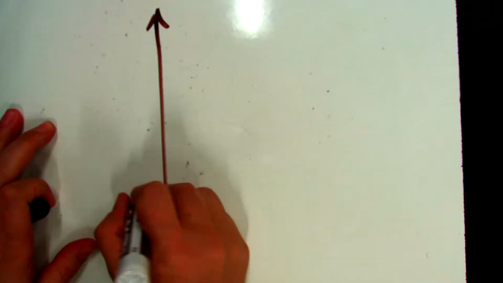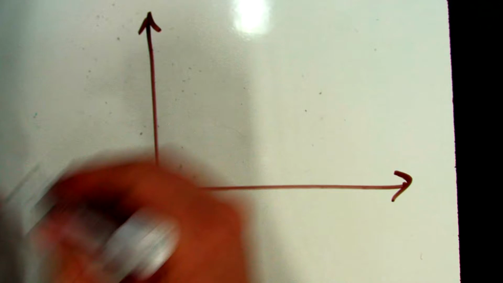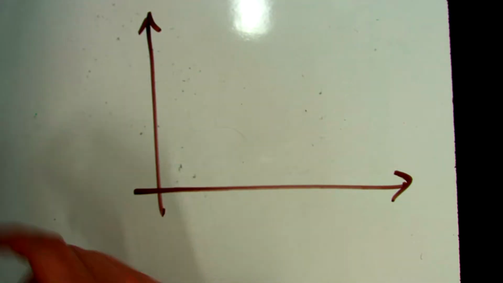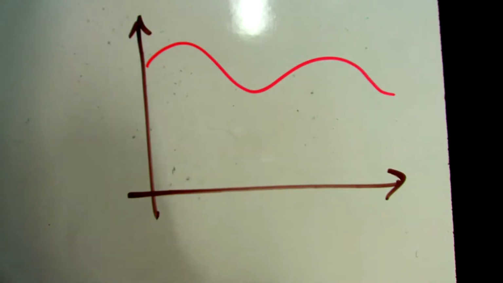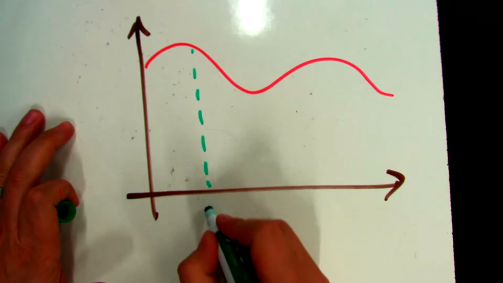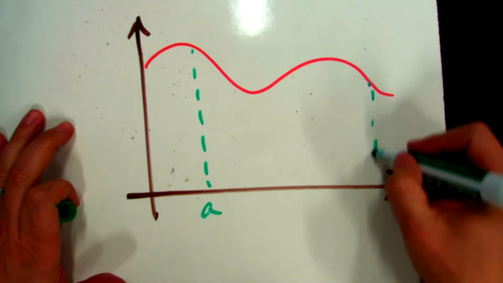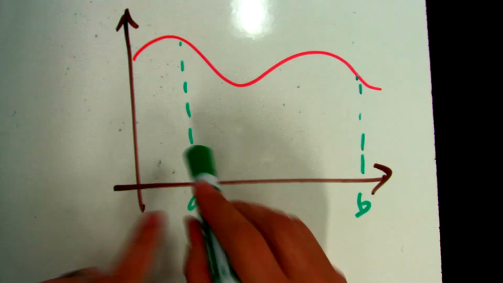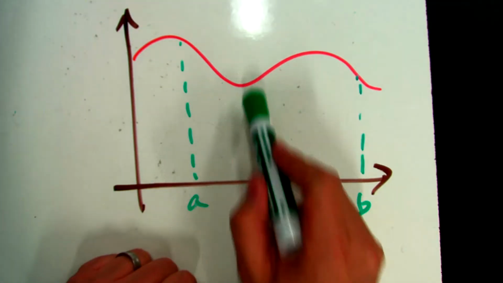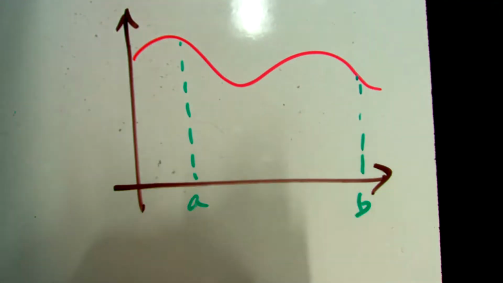So suppose we've got a graph, and we've got a curve, let's say that looks like this. And we're going from, let's say, A here and B here. Now the idea in the Riemann sum is that we take this space between the curve and the x-axis, between A and B, and we divide it up into rectangles.